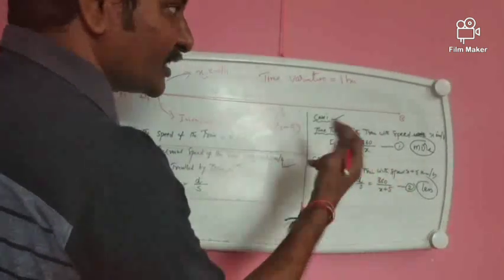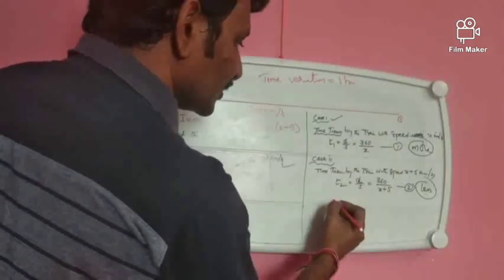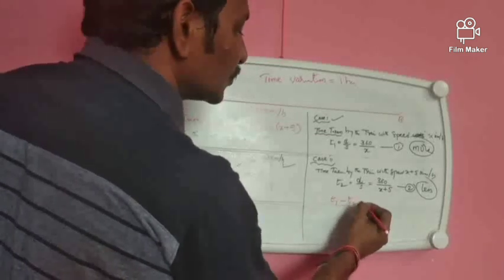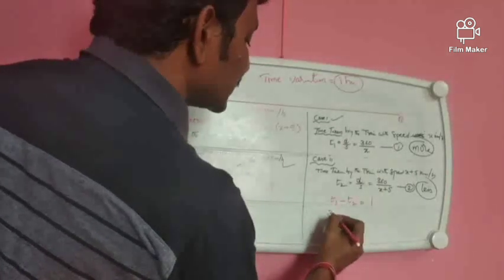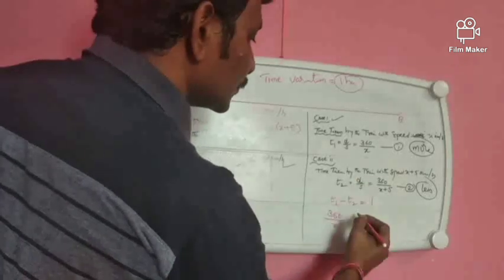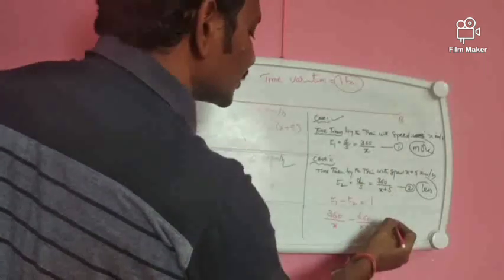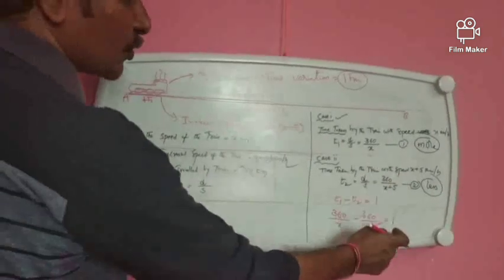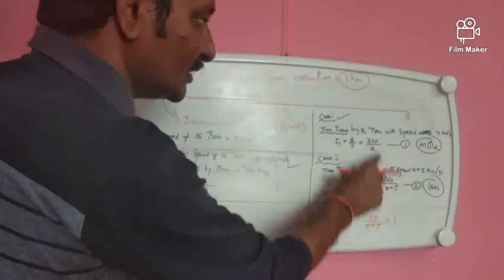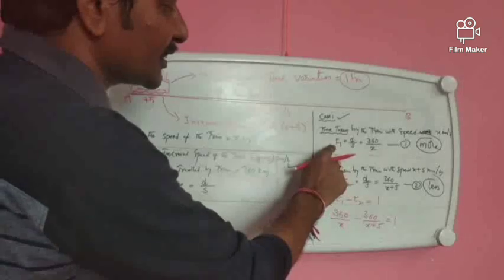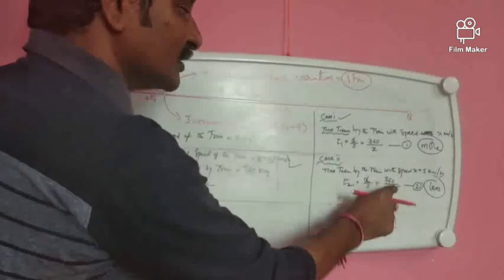Variation means big minus small, or more minus less. So in these two times, the difference T1 minus T2 is given as 1 hour. What is T1? 360 by x. What is T2? 360 by x plus 5. How did you get 1 here? In the problem it was given very clearly that in the two cases the journey difference is 1 hour. T1 equals 360 by x is with the actual speed, and T2 equals 360 by x plus 5 is with the increased speed.